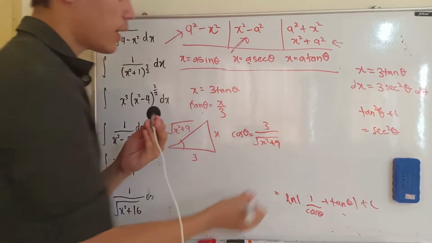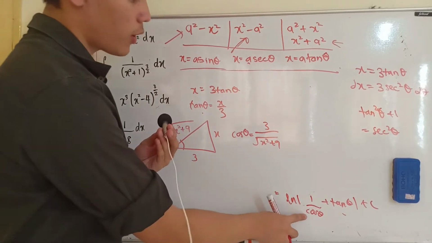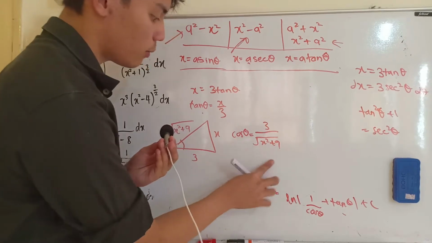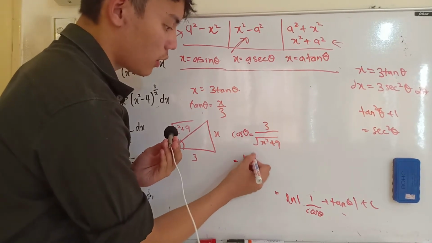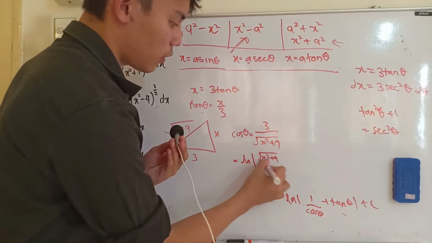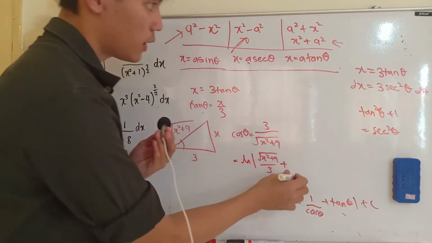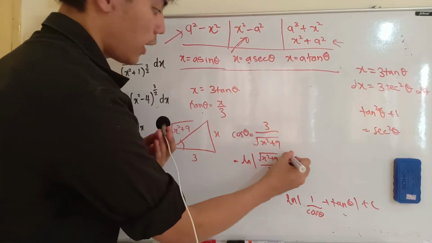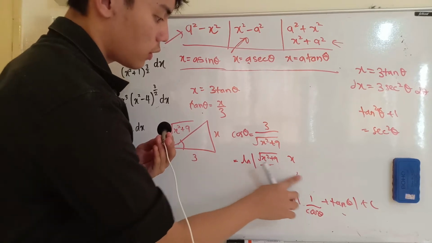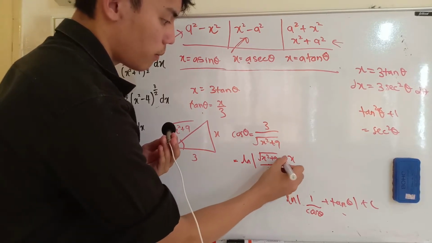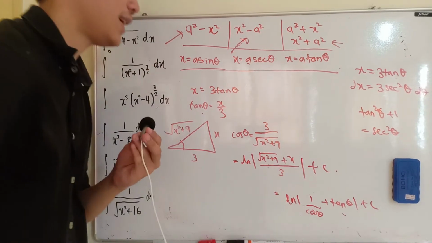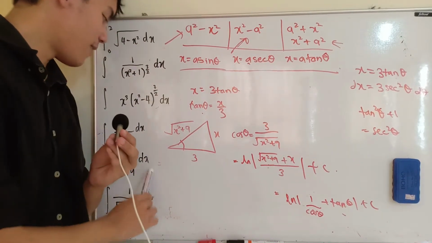So now we want 1 over cos, so we need to make it upside down. So our last answer is going to be ln of the square root of s square plus 9 over 3, plus your tangent, which is s over 3. You can combine it together, plus c. Okay, that's all for the 5th question.